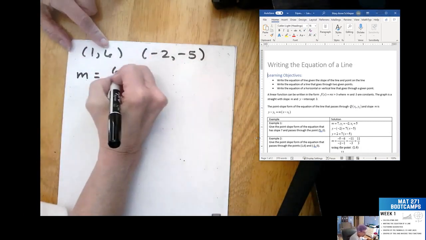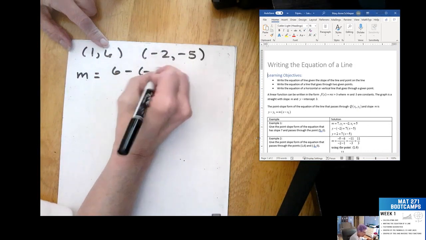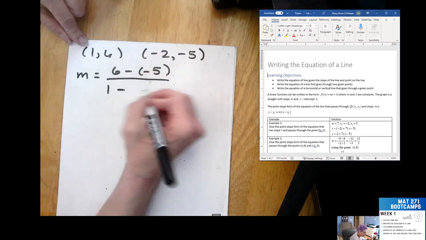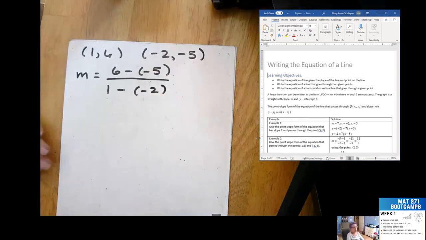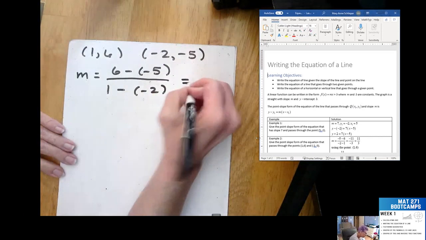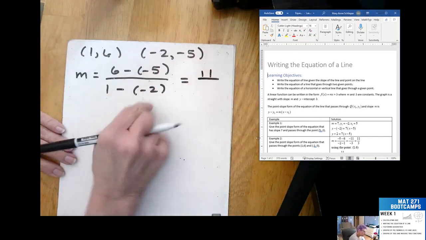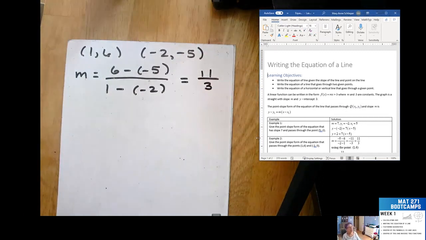If I put 6 first on top, then I have to put 1 first on the bottom. 6 minus -5 is 11. 1 minus -2 is 3. So my slope is 11/3.